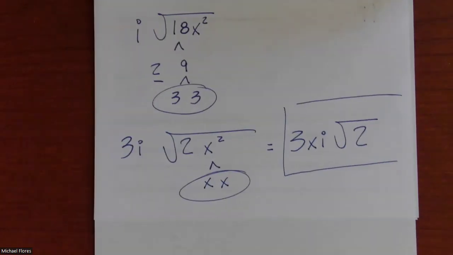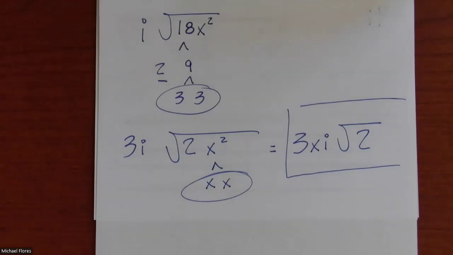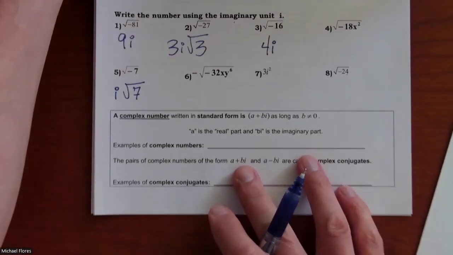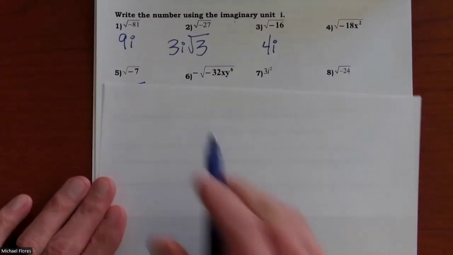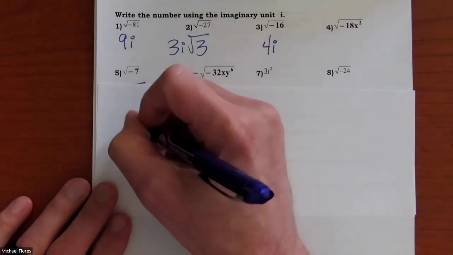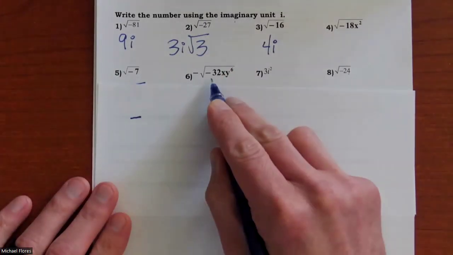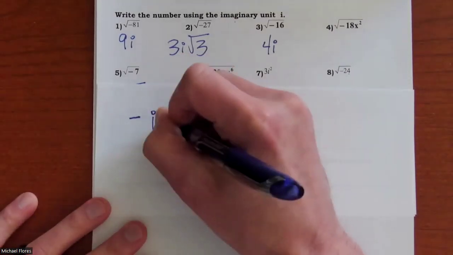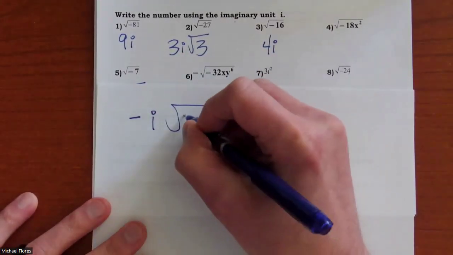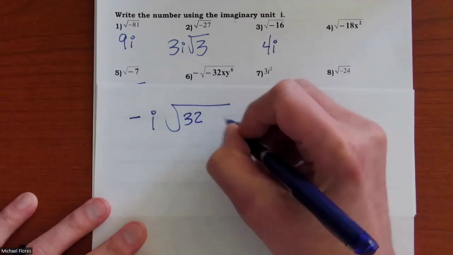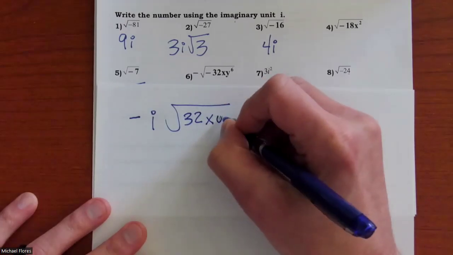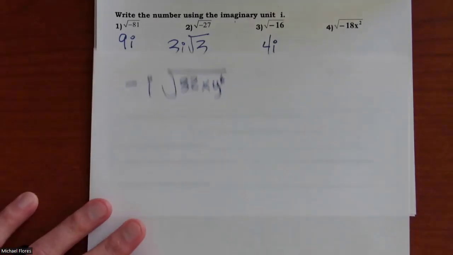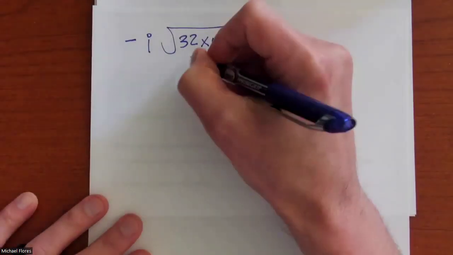All right, example 6. I'm going to start by writing the negative that they have here. I don't like that there's that negative inside the root, so let me go ahead and fix that now. Put an i in front. 32xy^6. And now let's reduce what we have left over.